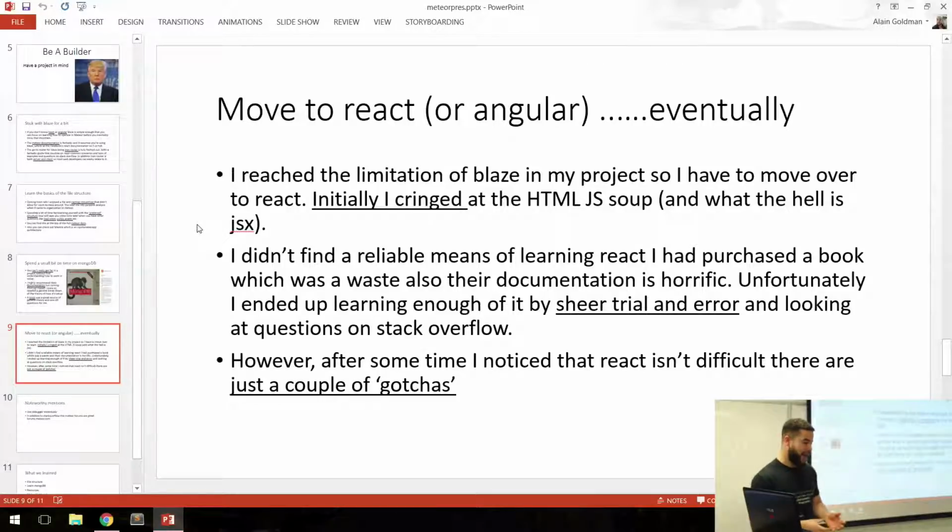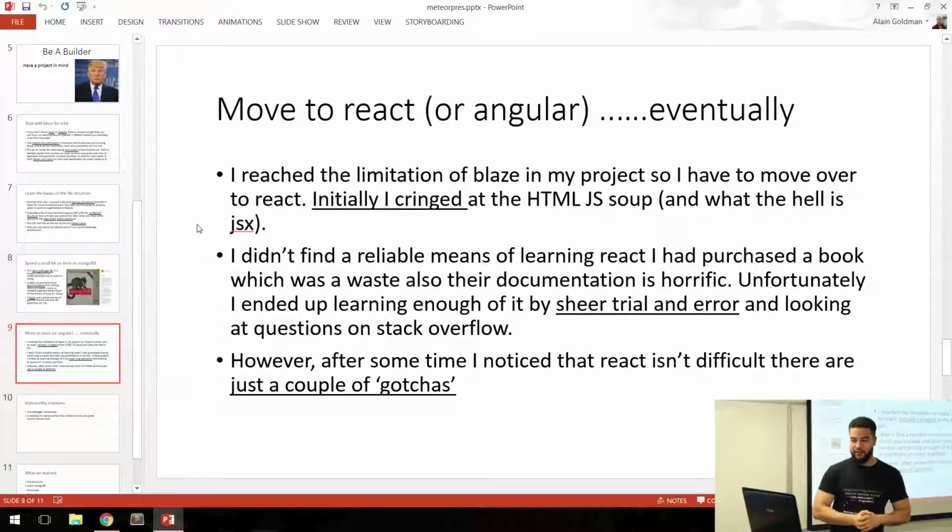But initially, when I looked at React, I cringed because of the JavaScript and the HTML all in one. What's JSX? And from there, I said, okay, well, I'm going to go to their documentation. Well, Facebook documentation isn't the best documentation in the world, so the documentation was a no-go. So after the documentation, I purchased a book on React, and that didn't work out either. So what I had to do was, by sheer force of will, trial and error, the old school way of doing things, and I basically scoured Stack Overflow to find one-off solutions to slowly one-up it.